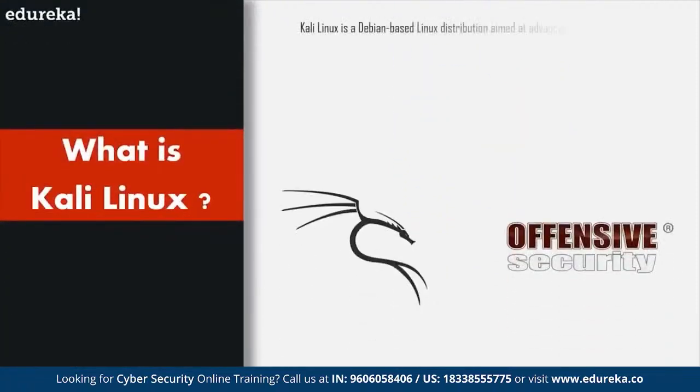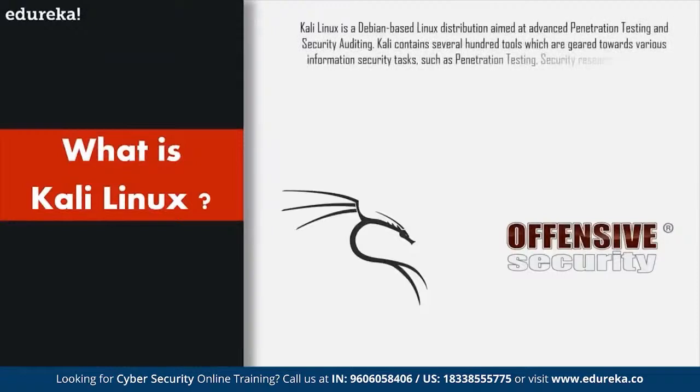Kali Linux is a Debian-based Linux distribution aimed at advanced penetration testing and security auditing. Kali contains several hundred tools which are geared towards various information security tasks, such as penetration testing, security research, computer forensics, and reverse engineering. Kali Linux is developed, funded, and maintained by Offensive Security, a leading information security training company. Kali Linux was released on the 13th of March 2013 as a complete top-to-bottom rebuild of Backtrack Linux, adhering completely to Debian development standards.